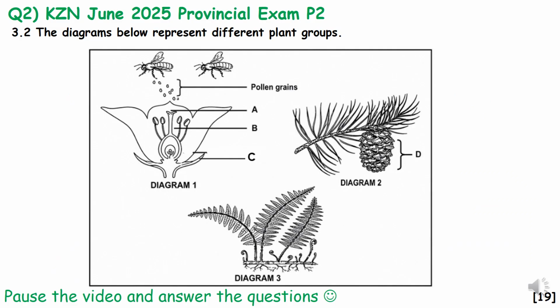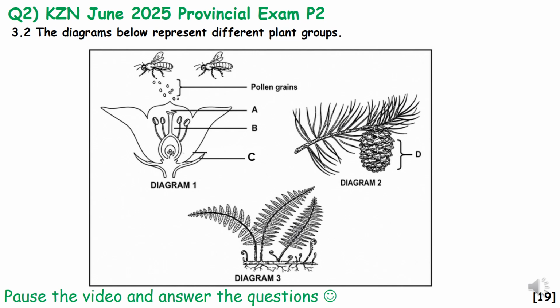Question 3.2 shows us the diagrams representing the different plant groups. Diagram 1 shows the angiosperm and it has got 4 labels. The first label shows the pollen grains being transferred by the insect pollinators. Label A is pointing to the stigma, which is at the top of the female reproductive organ. Label B is pointing to the style, and label C is pointing to the sepal.